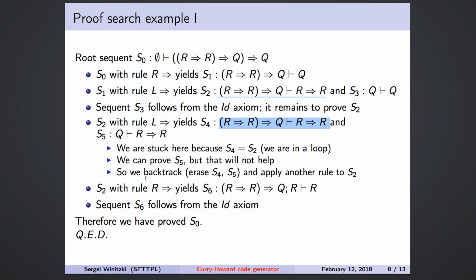Now we apply the rule R implication, right implication. So we get a new sequence, and that sequence follows from the identity axiom because it has R and R on both sides, so we ignore all those things and we have proven it. So that's it. So that concludes the proof of the sequence, which is S0 at the top. So this is how it works.